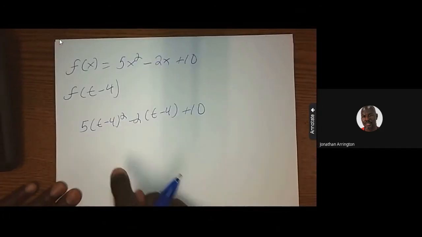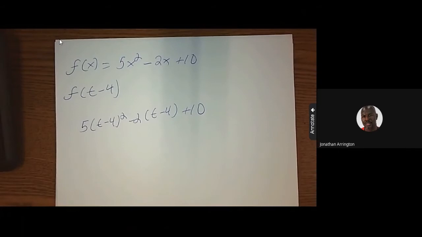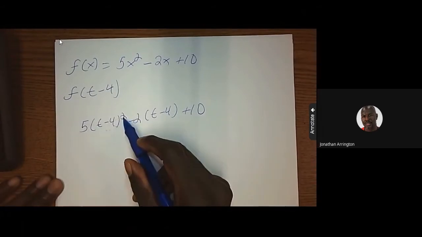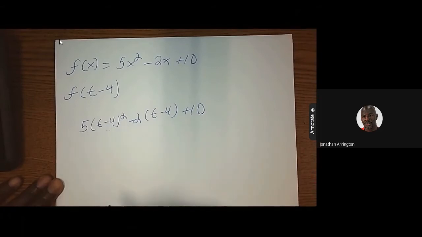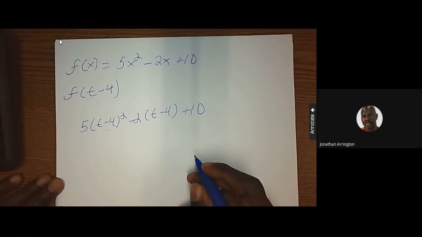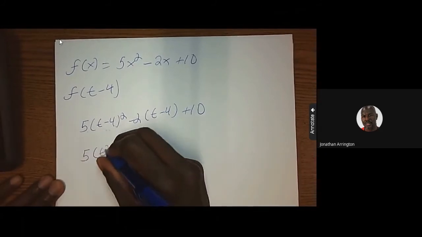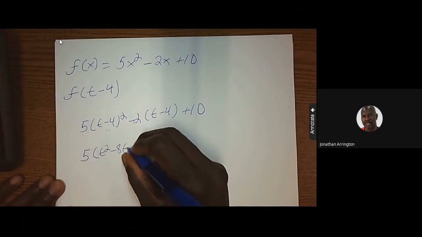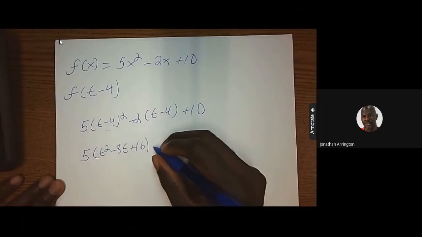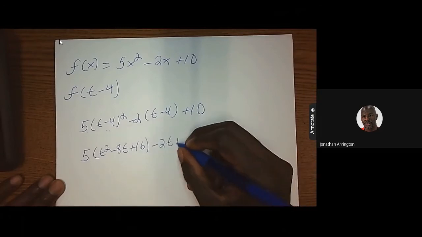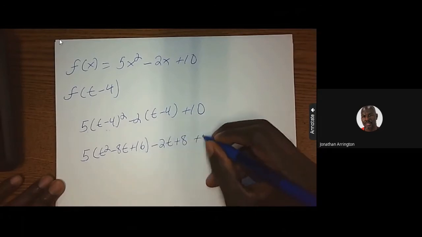Now, again, I'm going to square this guy. Understand the order of operations. I have to do exponents before I multiply. So I have to square this guy first and multiply second. If I multiply first and square second, I'm going to get an incorrect answer. So let me square this guy first. If I square it, that's t squared minus 8t plus 16. And distribute this negative 2: minus 2t plus 8. And then you've got your plus 10.